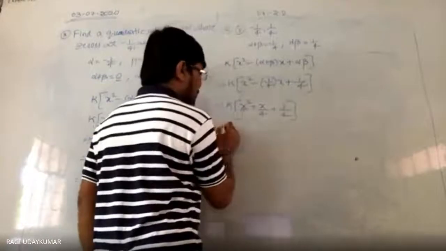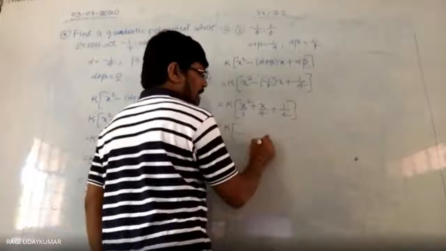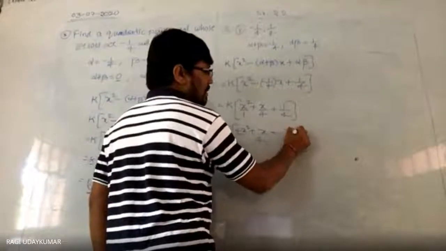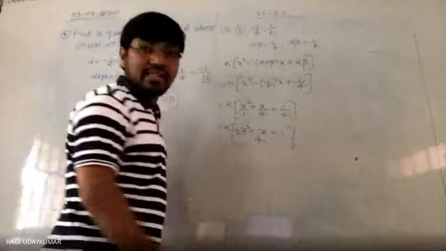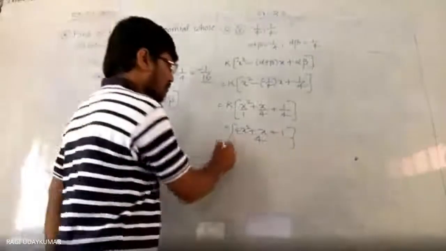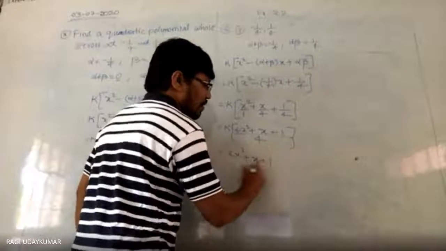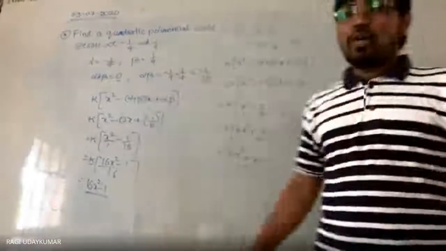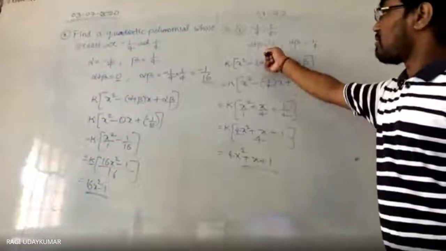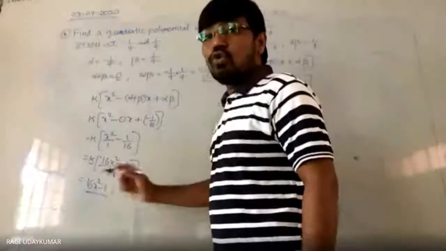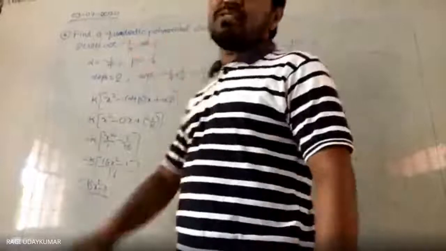So I'm doing the LCM here. Denominator you will get 4x² plus x plus 1. So k should be chosen as 4. If you choose 4, then 4x² plus x plus 1. So this is a polynomial whose sum of the zeros is -1/4 and product of the zeros is 1/4. This is a polynomial whose zeros are -1/4 and plus 1/4.